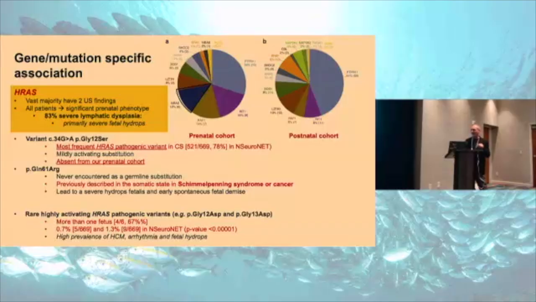found only at somatic state in Schimmelpenning syndrome or cancer. And it was a mutation associated with severe fetal hydrops and spontaneous fetal demise. We had 6 cases, and 4 cases harbored these 2 mutations that are present only in 2% of the postnatal level, and are associated with the high prevalence of HCM and arrhythmia. We observed it in 4 out of 6 of our fetuses with HRAS mutations, more than 60%.